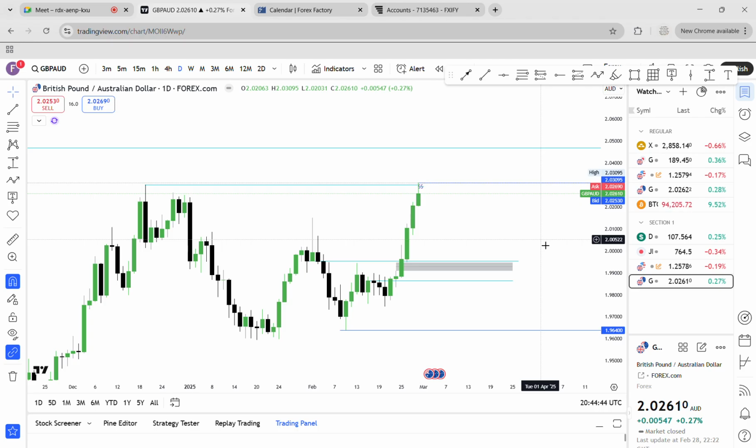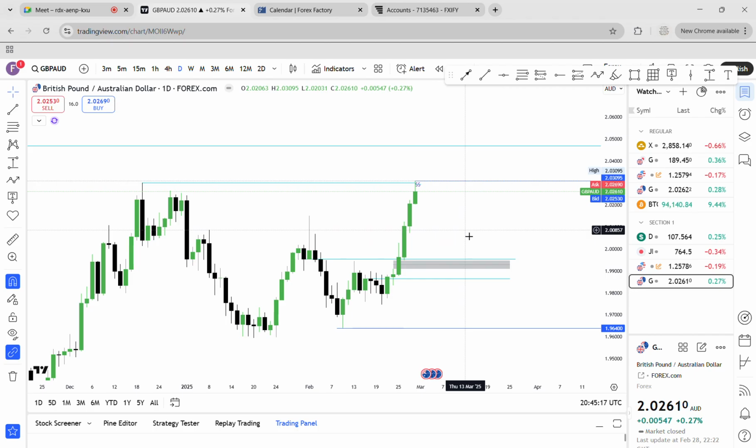This thing has to make sense to you guys. I don't know what is taking so much time, this is just an English word. This is inefficiency, imbalance. Price will come here to what? Rebalance this area. Why is it rebalancing this area? Because this area was not balanced. This market needs to be balanced.